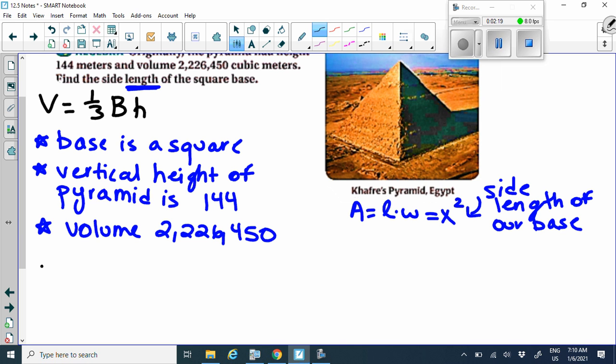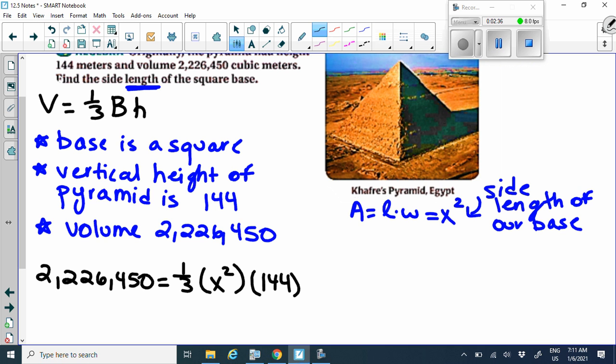So we have 2,226,450, this is our volume, equals 1/3 times our X squared, that's representing the area of the base, okay? And then times our vertical height, which they said was 144. Okay, the first thing I'm going to do is go ahead and actually evaluate 1/3 times 144, just so it makes it a little bit easier to calculate all this stuff.